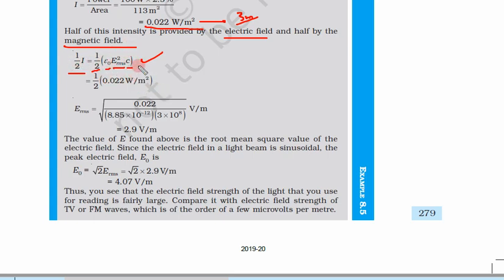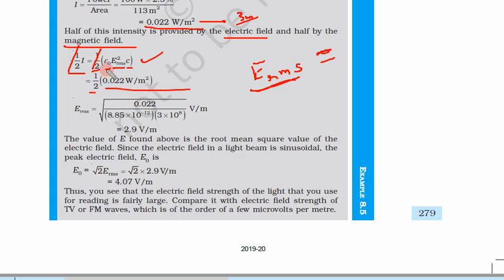So this is the relation. So half, and this value we have calculated 0.022 watt per meter square. So this is our half of the intensity. Solving these equations, half and half get cancelled out. So E_RMS that we have to calculate, that means the RMS electric field, root mean square electric field. So this is some kind of average field.